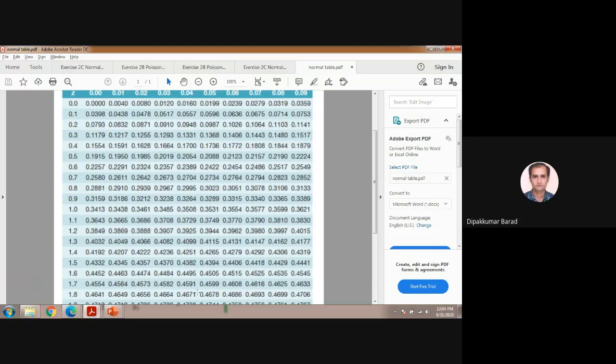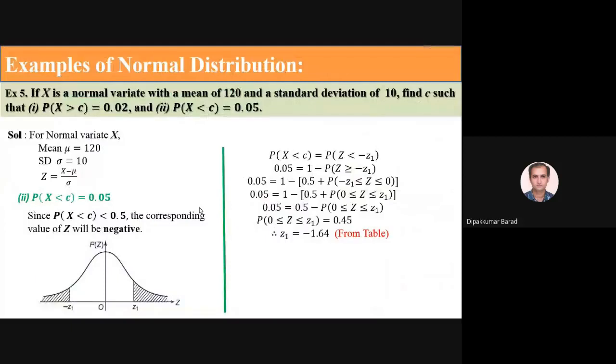So 0.04. The value before 0.4500 is 0.4495, which gives 1.6 plus 0.04, so 1.64. I get 1.64. But this 1.64 which we get from the table is a positive value, and we already know that z is negative. Because of the symmetricity we get 1.64, but at the end z is negative, so z1 is minus 1.64.